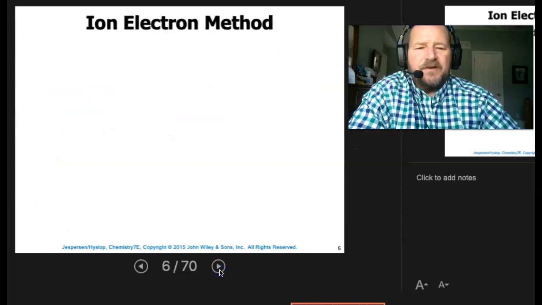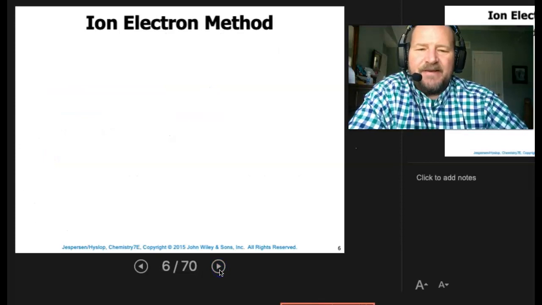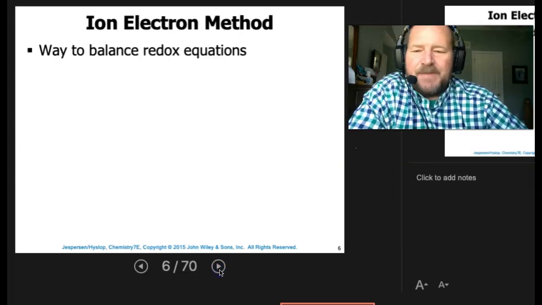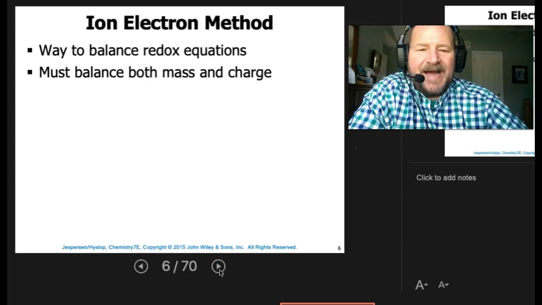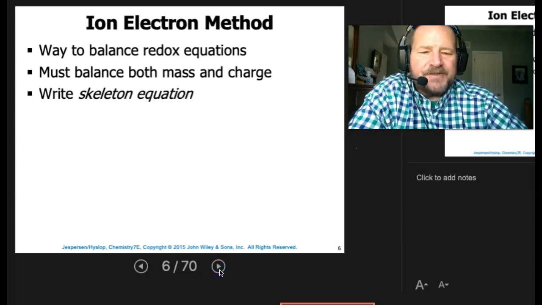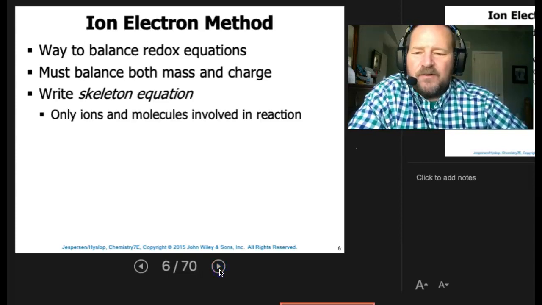All right, so the next thing we want to look at is the ion-electron method. This is a method used to balance redox equations. Now, you must balance both the mass and the charge. Just like a standard reaction, we're going to start with that skeleton equation, so we're not going to have any coefficients. We're only going to have ions and molecules involved in the reaction.